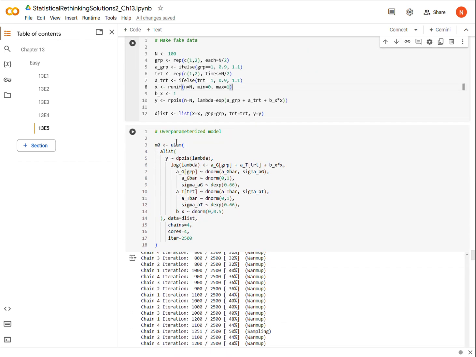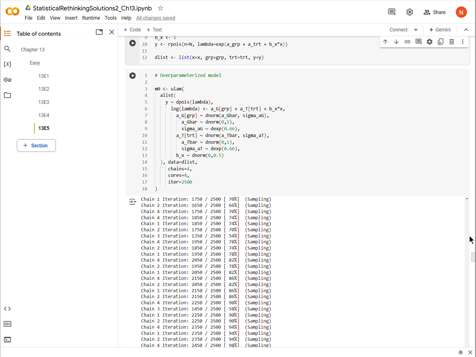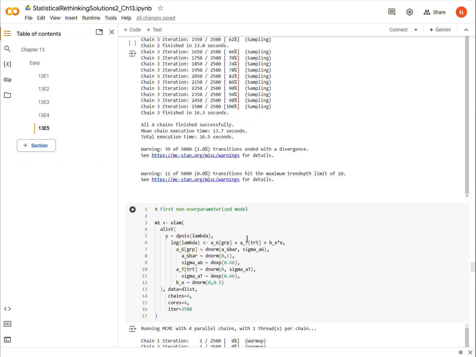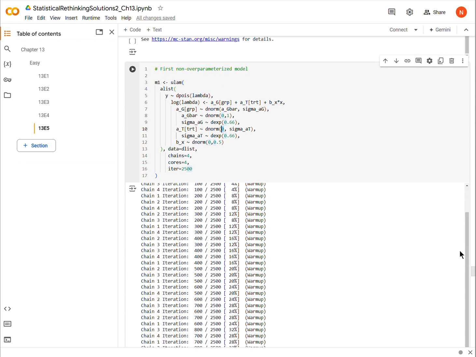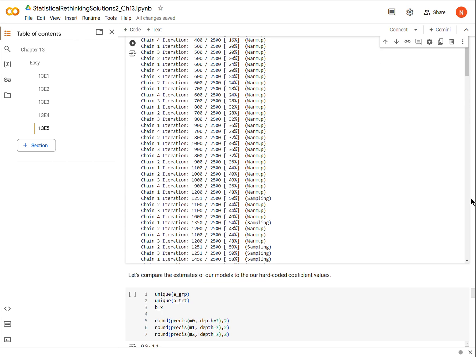And so here I have the overparameterized model. So this should correspond exactly to this. And I've already run it, so we won't have to run it again. And then here is the next model, where we set one of the priors to 0. And so here I think I'm setting alpha treatment to 0. And then I have the model that has the universal intercept. And so I run all this.